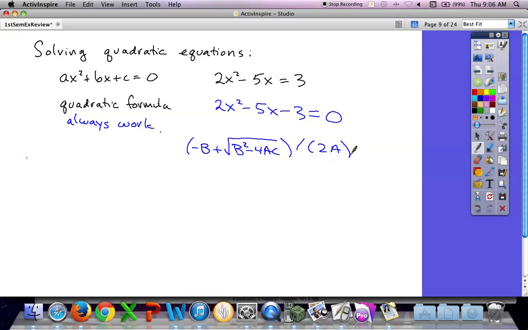And then you would have to do it twice because one of them will give you the plus, one of them will give you the minus.